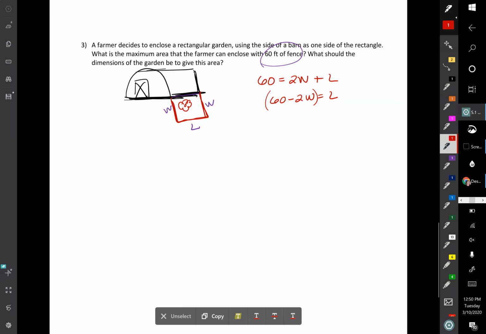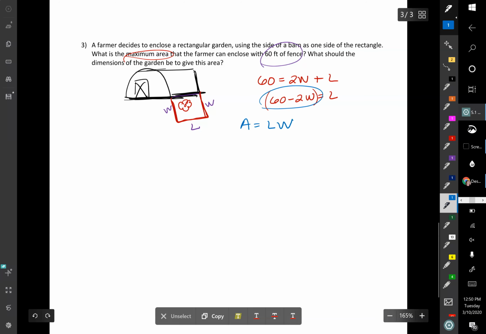The other thing I need to take into consideration is that what I'm looking to do is find the maximum area. So I need to relate the area formula in here somewhere. So area is equal to length times width, that's the standard formula. And we're going to plug our 60 minus 2W in for length. So area equals 60 minus 2W times W. You've probably done these kinds of things before when we were doing quadratic functions and stuff. We just didn't do the maximum. So that's the new piece.